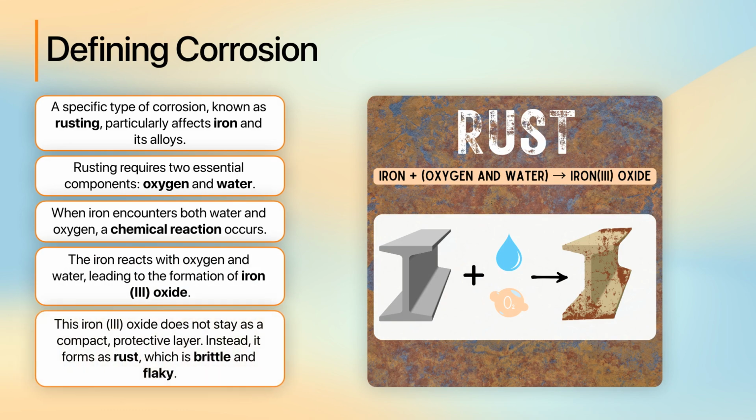This iron 3 oxide does not stay as a compact protective layer. Instead, it forms as rust, which is brittle and flaky. Rust is a weak, porous material that doesn't protect the iron underneath. Instead, it easily flakes off, exposing more iron to the environment and continuing the corrosion process.